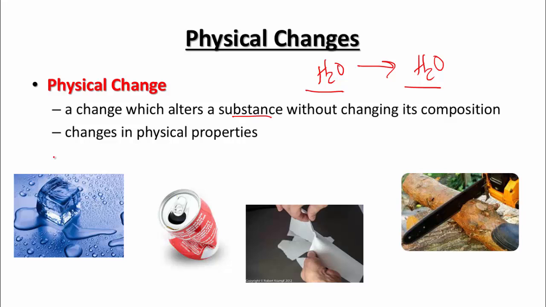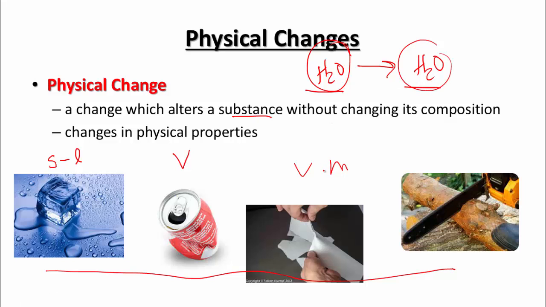So for example, here we're changing from a solid to a liquid as we melt the ice. Here we're crushing the can, so we're changing its volume. Here we're tearing a piece of paper, so we're changing its volume. And if you have two new pieces of paper, you might change the mass you had as well. Here we're cutting a log. But most importantly, when all these changes take place, it's still the same thing before and after. That's why it's a physical change.